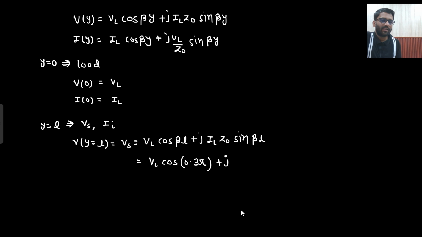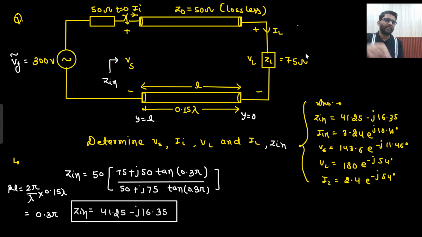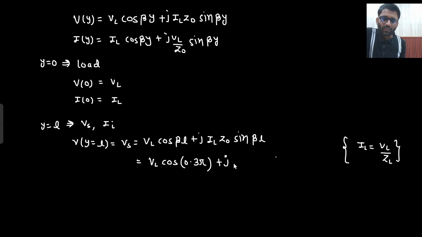We are not having the value of IL. So how can I replace my IL? IL is simply VL by ZL, right? Here you can see IL is VL by ZL. So what I can write is VL by ZL. What is ZL? ZL is 75 ohm, into Z naught is 50, sin 0.3 pi. And cos 0.3 pi, so 0.3 into pi, cos gives 0.587.